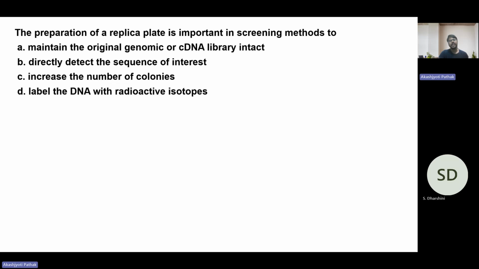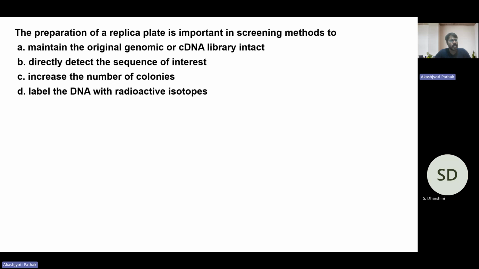Now the preparation of a replica plate is important in screening methods too. So why is it necessary to prepare a replica plate? Because you must have a stock, isn't it? Why do you create Xerox or copies? Because you do not want anything to happen to your primary source, your main copy should not get damaged. That is why you create a replica of anything.